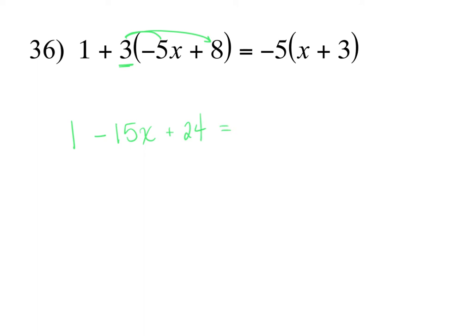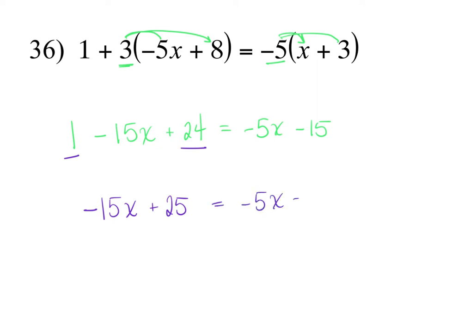On the right-hand side, I also have to distribute negative 5 times x, negative 5 times positive 3. I still want to simplify both sides as much as possible before I start shifting variables and numbers. So on this left-hand side, I do have a 1 and a 24 that can combine. I leave the negative 15x alone. 1 plus 24 is 25. Remember, when you are just combining terms, you don't do the opposite. You only do the opposite when you're going across the equal sign. So for that one, I didn't have to do the opposite yet.